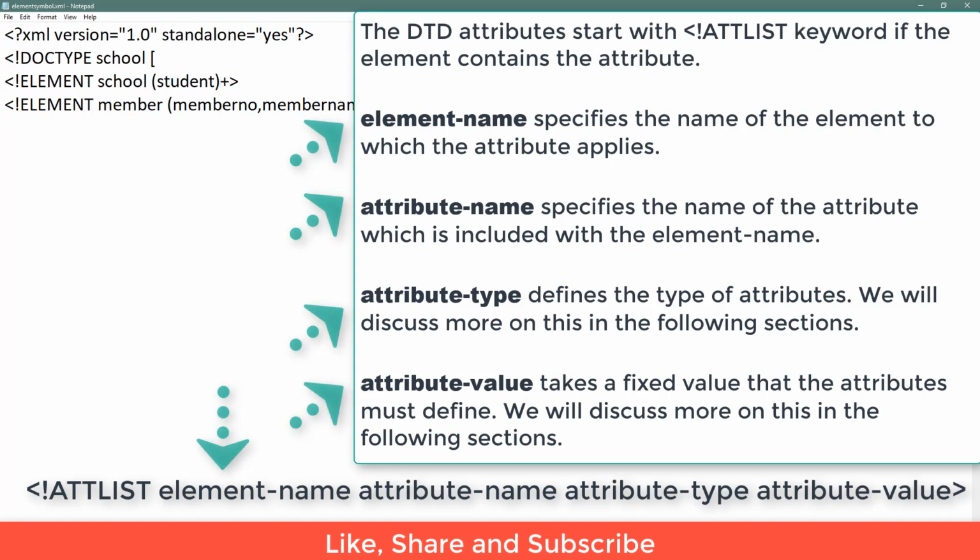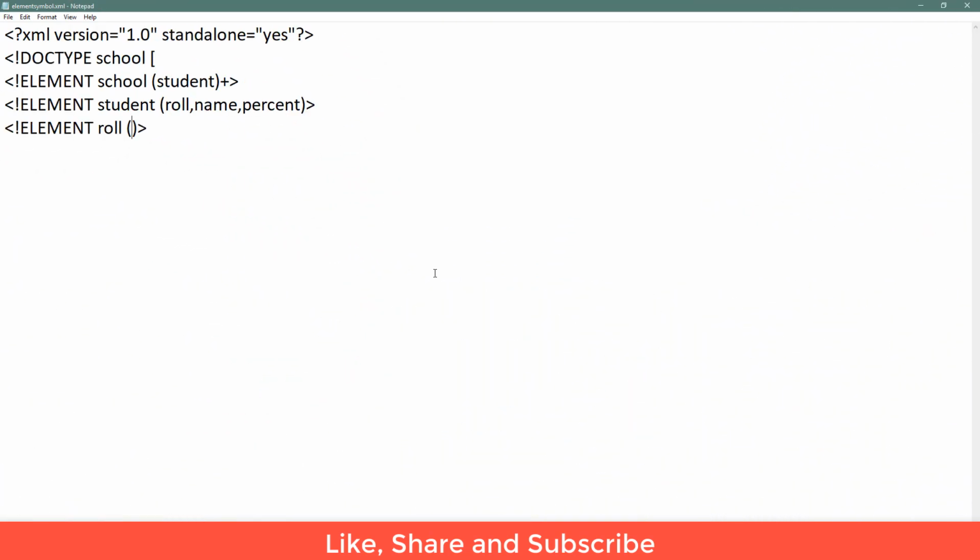So the first thing that we need to declare while declaring an attribute is the element name, that means the element to which an attribute is associated. Second is the attribute name, that is the name of the attribute. Third is the attribute type, that is the type of the attribute. And fourth is the attribute value, that is the default value of the attribute. So here we will see a code where we will declare some attributes. So let's see.